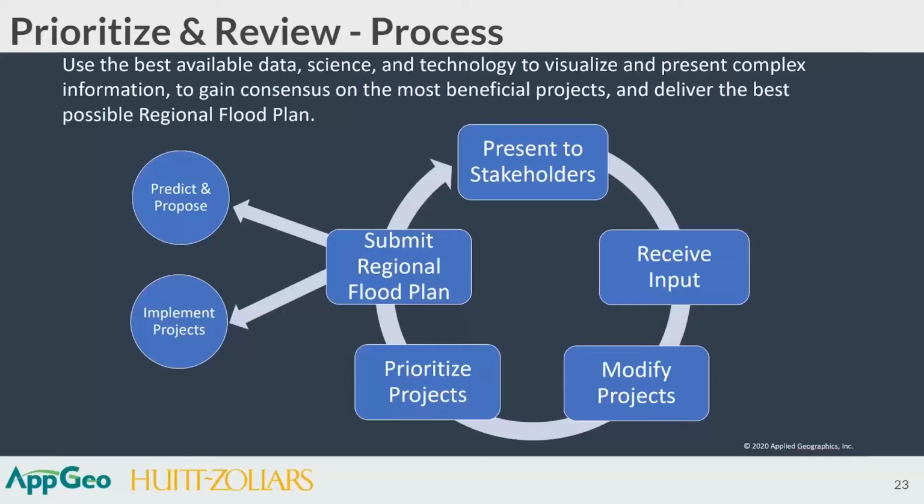So then once you receive that input, you may need to go back to your previous stage and maybe update some of your data, maybe modify some of those project plans, and then re-present. So there will be kind of a back and forth cycle there as well. But ultimately, you'll get to a final prioritization of your proposed projects. And that will go into your regional flood plan. And then from there, you'll go on to implement those projects.